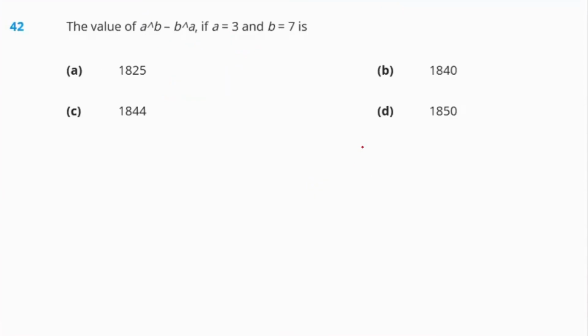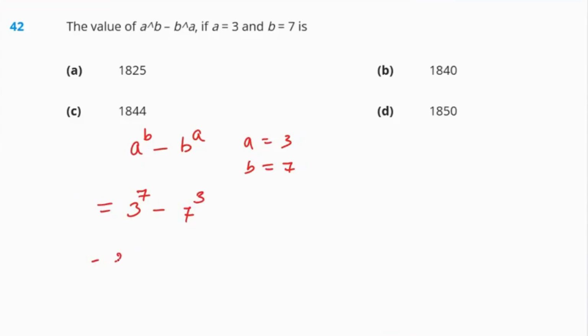Next, find the value of A raised to B minus B raised to A, if A is equal to 3 and B is equal to 7. So we will substitute the values here. A raised to B means 3 raised to 7, minus 7 raised to 3.